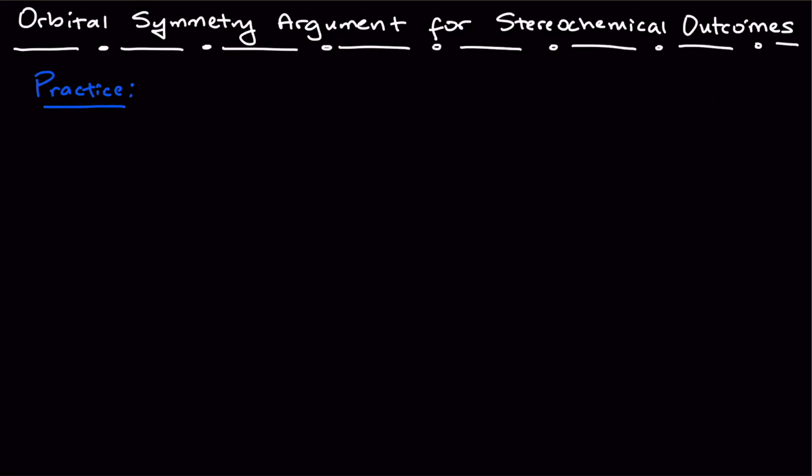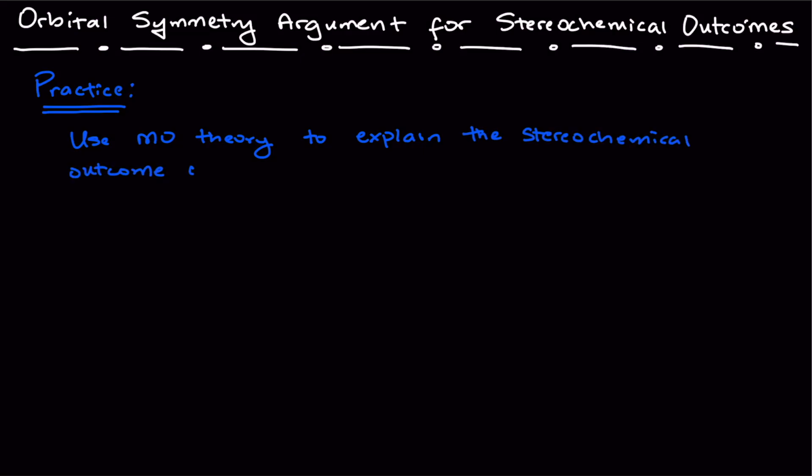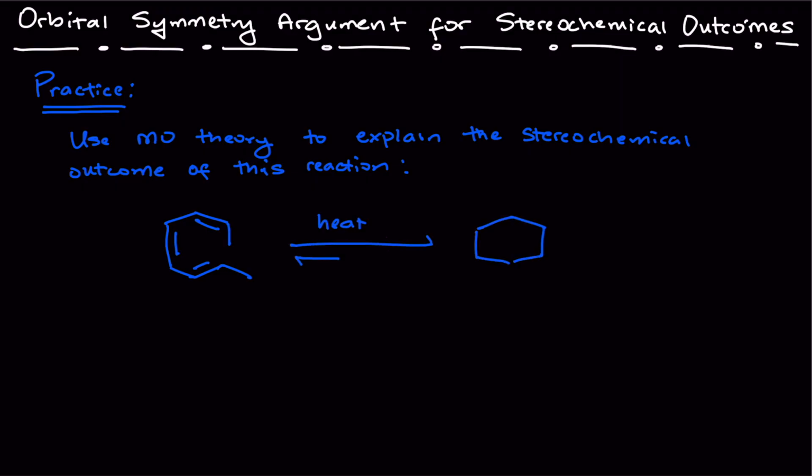Okay, so now what I want you to do is take what we have just covered, looking at the stereochemical outcomes of a reaction. Now I want you to use the same molecular orbital theory to explain the stereochemical outcome of this reaction. It's also an electrocyclic reaction, but note that I have slightly changed the stereochemistry of the reactant. We want to figure out why we form this particular stereochemical outcome of our product.